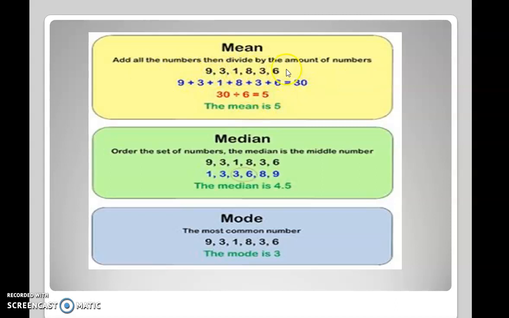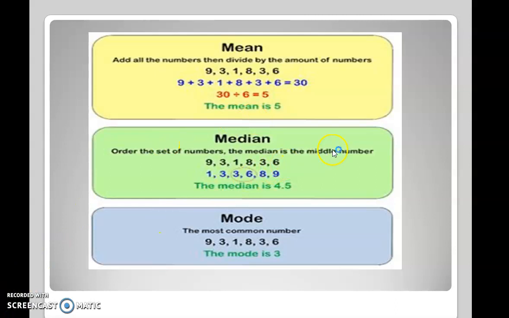Consider a small data set with these numbers. To find the mean, we add these numbers and divide by the total count. How many are there? 1, 2, 3, 4, 5, 6. So 9 plus 3 plus 1 plus 8 plus 3 plus 6, which is 30, divided by 6, is equal to 5. So the mean for this data set will be 5.